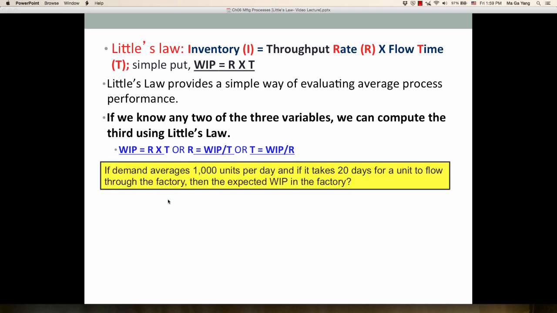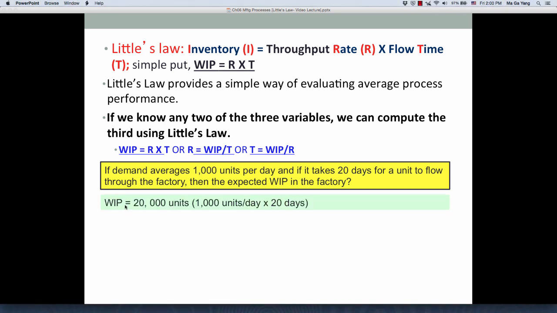Let me take an example. If demand averages 1000 units per day, and if it takes 20 days for a unit to flow through the factory, then what is the expected WIP in the factory? The problem is asking what the WIP is if you know flow time and throughput rate.